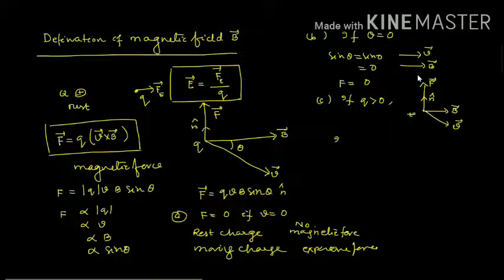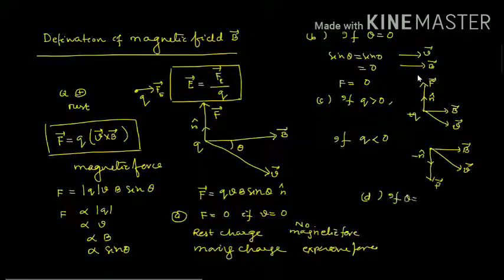But if q is negative, that is q is less than 0, F is in the direction of minus n cap. That means this is the direction of B and this is the direction of velocity V and this is the direction of minus n cap. So force is along this direction.